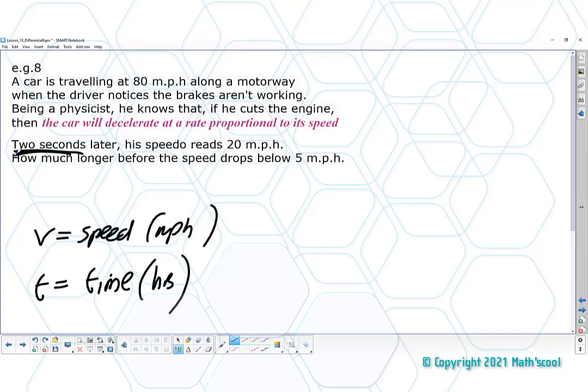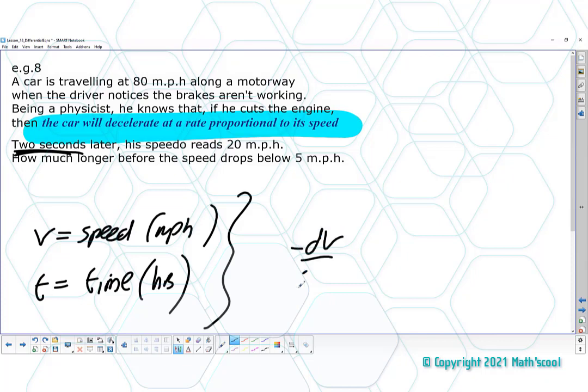And then we've got a differential equation. The car will decelerate at a rate proportional to its speed. How can we form a differential equation from that bit of information? Tell me, Sana. Yep, fantastic. dv/dt equals minus KV, lovely. Do you recognize this equation, Sana?